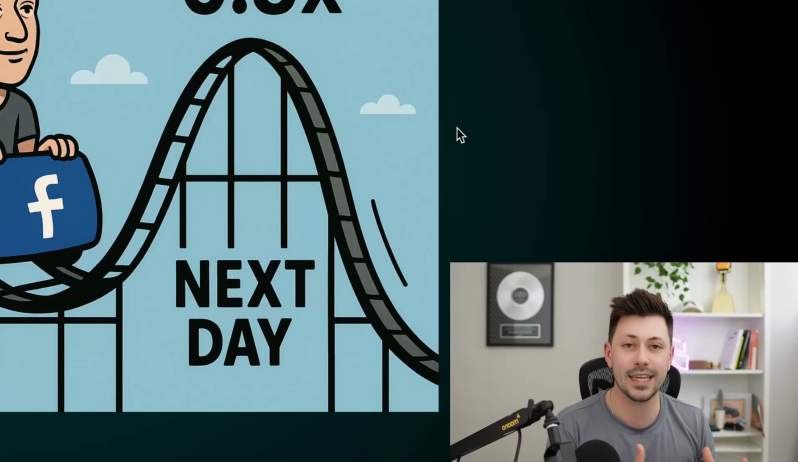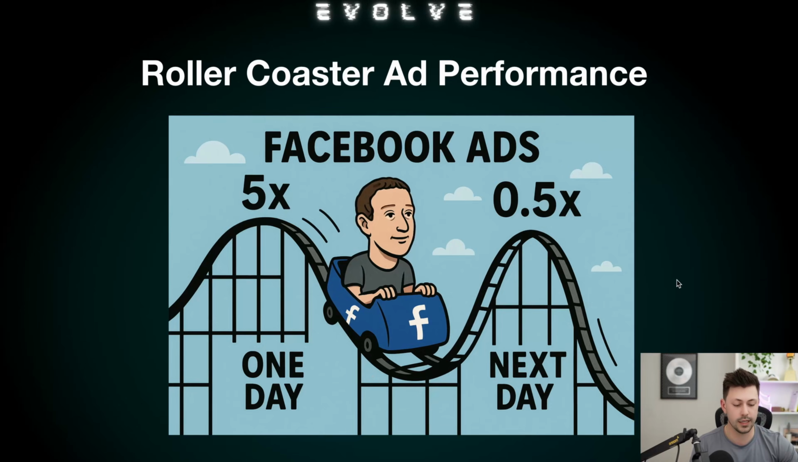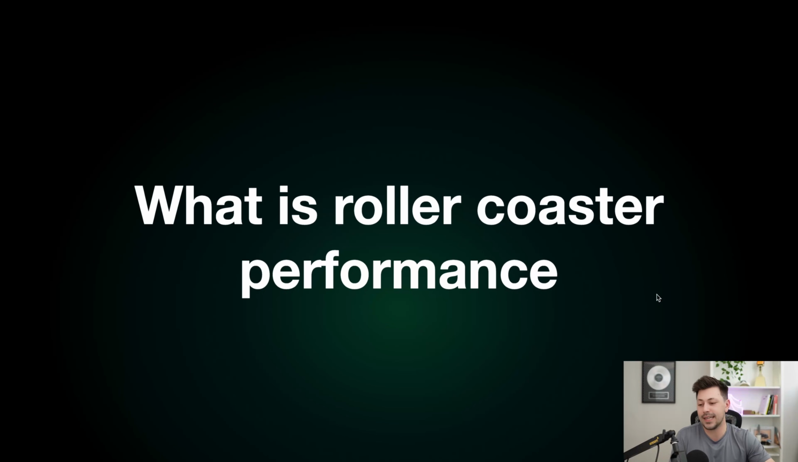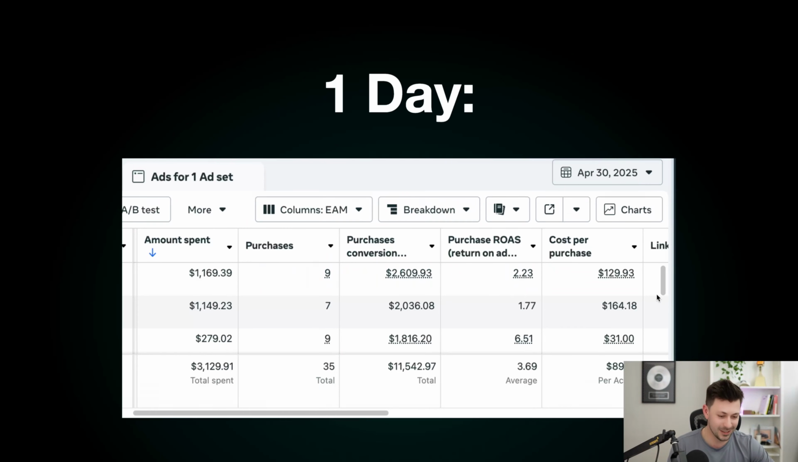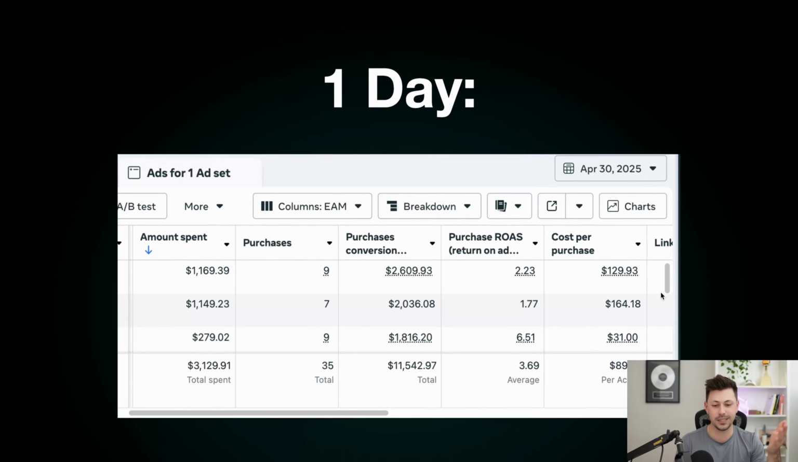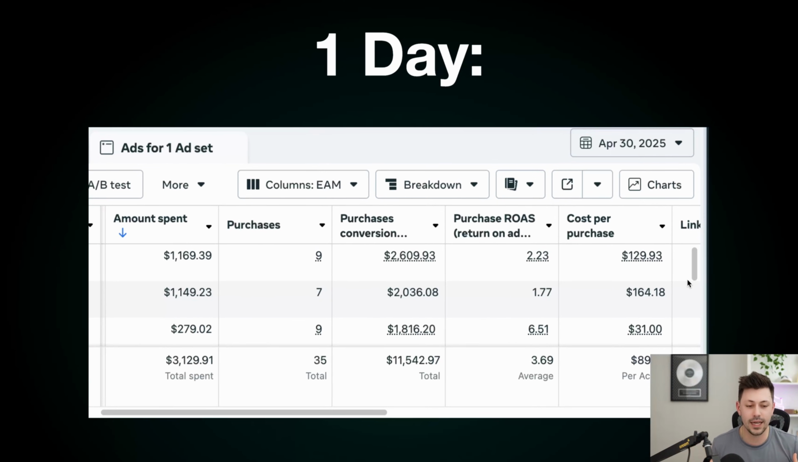And by the end of it, you should have a strategy to be able to apply into your business to scale. The first thing is, what is roller coaster performance? Well, I kind of explained it, but if you need an unfortunate example, here is a perfect example of it, where one day you check your ad account and you spent $3,000, you got 11,000 back at a 3.7, and things are phenomenal, right? Things are going great. They're crushing.